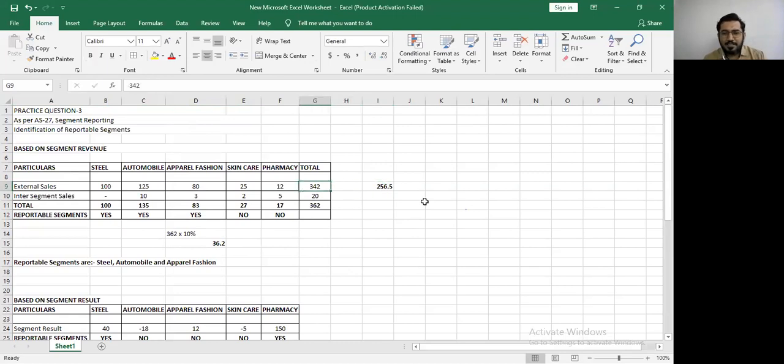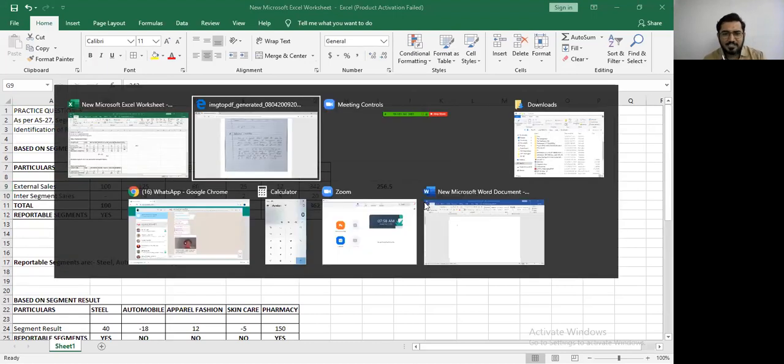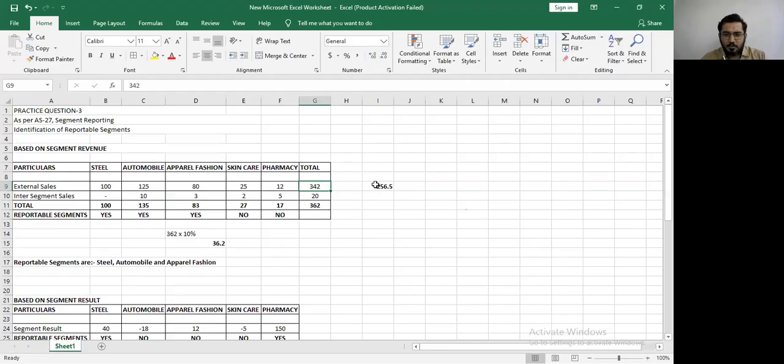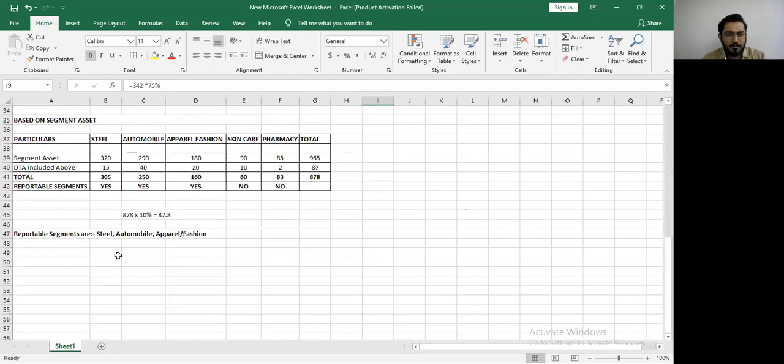What are they saying? At least 75% of external sales. Look, I am reading it again: at least 75% of external sales of all the segments should belong to reportable segments. If it does not, then additional segment should be disclosed as per the choice of the management, even if it does not fulfill the 10% criteria. Right? Your 10% of external sales in the question comes to 256.5. Now let's find out our final answer.